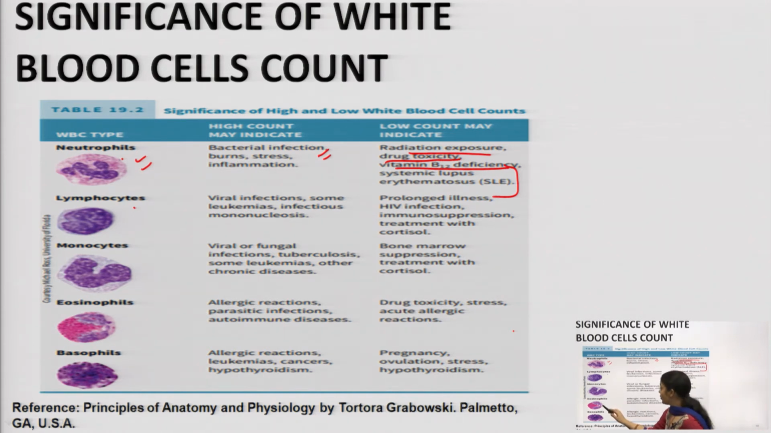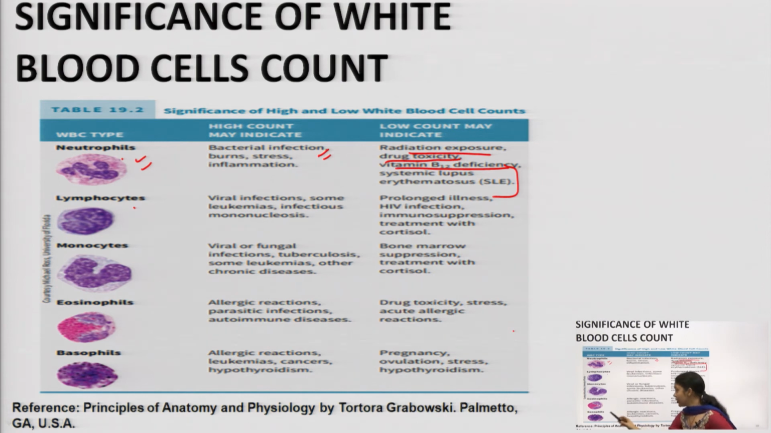Now come to the eosinophils. In allergic reaction, parasitic infections and autoimmune disorders, the number is high. But in drug toxicity, stress and acute allergic reaction, the number is low.